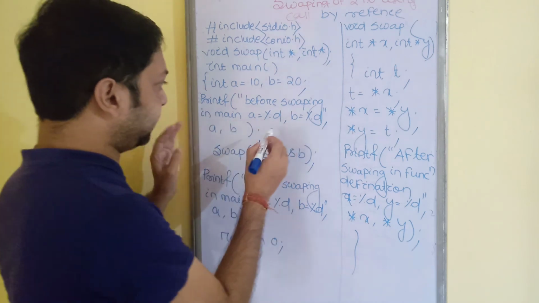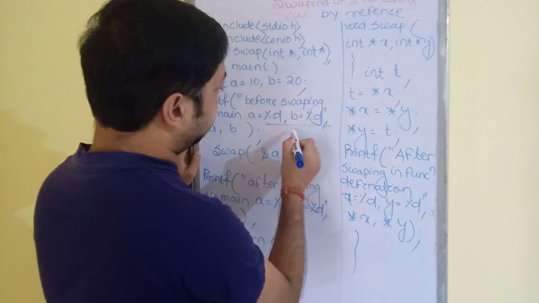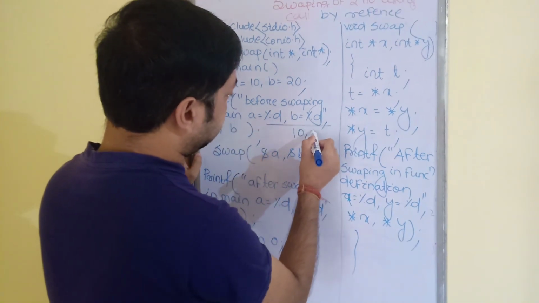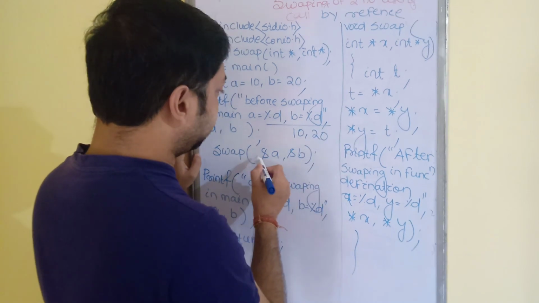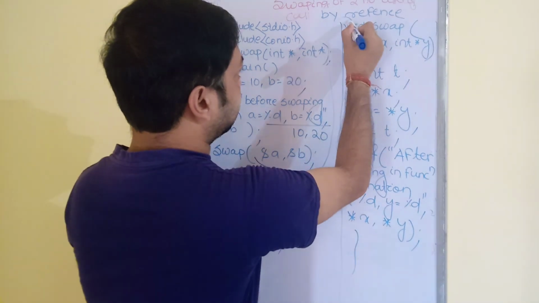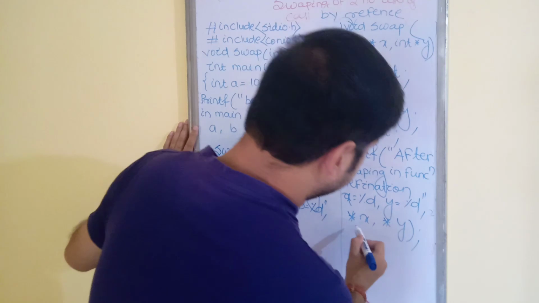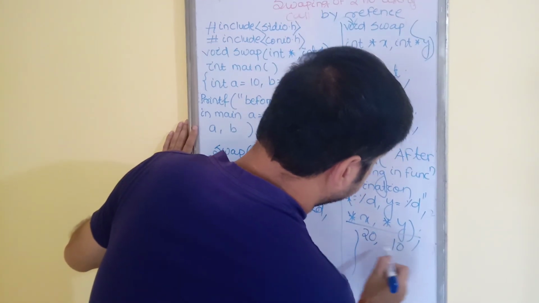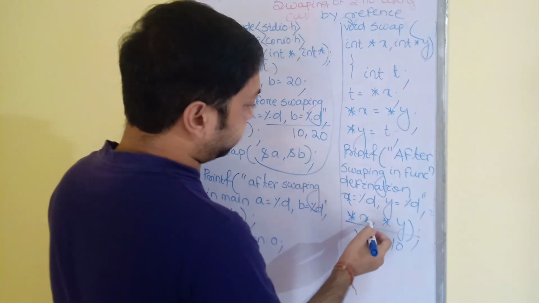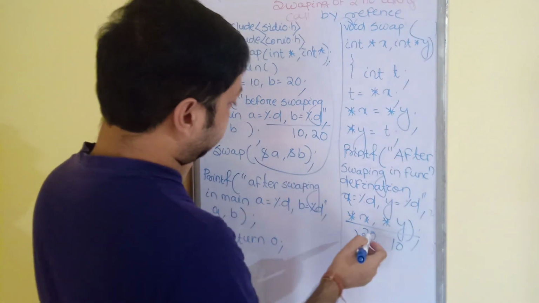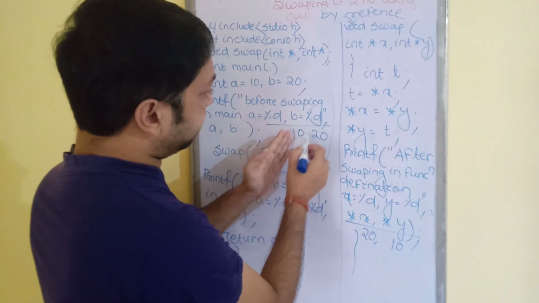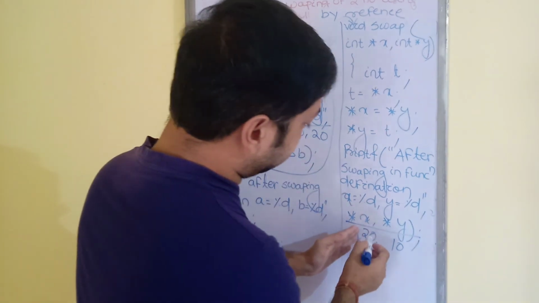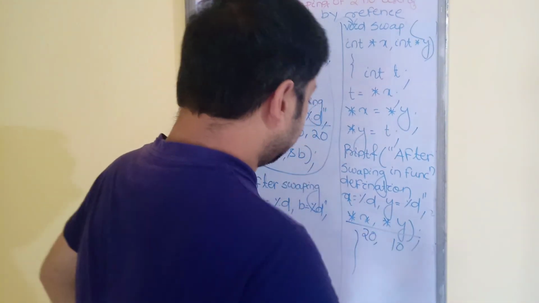So before swapping the value will remain same. So it will print here 10 and 20. Now from this part the control goes to this part. So it will print here x is 20, then 10. So value is already swapped because a value is copied to x, b value is copied to y. But at this time a value is 10, b value is 20. But after swapping you will get x value is 20, y value is 10.